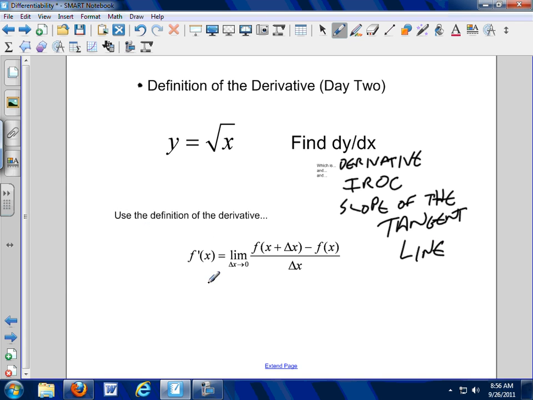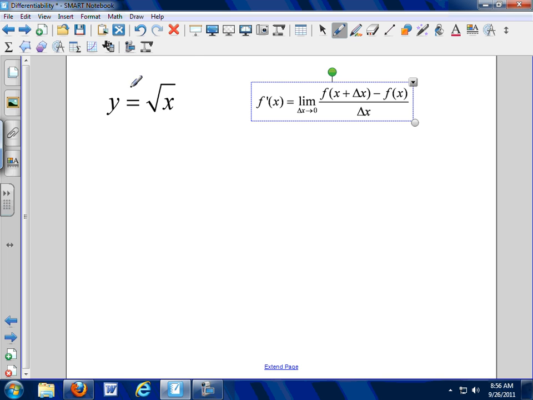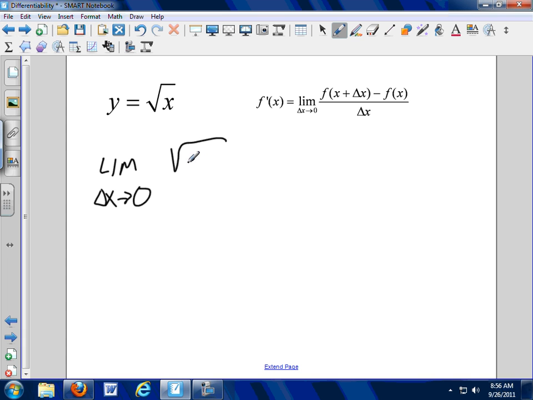Derivative, instantaneous rate of change, slope of the tangent line, dy dx, all the little notation. Definition of the derivative, that's that limit thing, the limit of f of x plus delta x minus f of x all over delta x as delta x goes to 0. So here we go. There's my function. We're just going to plug my function into this formula. I'm going to try to leave you enough space to get this all in one swoop. The limit as delta x goes to 0. The f of x plus delta x, that's just the square root of x plus delta x minus my original function, the square root of x, all over delta x.